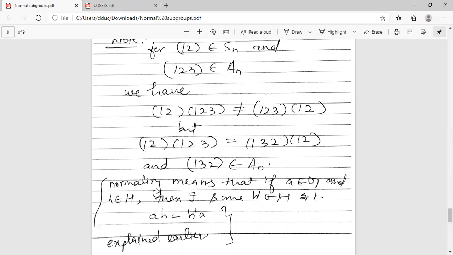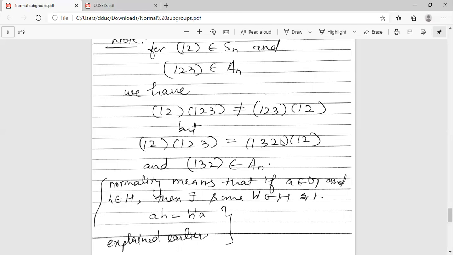So normality means that if a belongs to G and h belongs to capital H, here your H is An, then there exists some other h dash. So in the initial pages we were saying that ah is not equal to ha, but ah is equal to h dash a. You will find some other h dash from the subgroup such that ah will be equal to h dash a. So here that example is given: ah is not equal to ha, but ah is equal to some h dash a. Here h dash is (1, 3, 2) and h is (1, 2, 3). So ah is equal to h dash a. You are getting some other h dash.